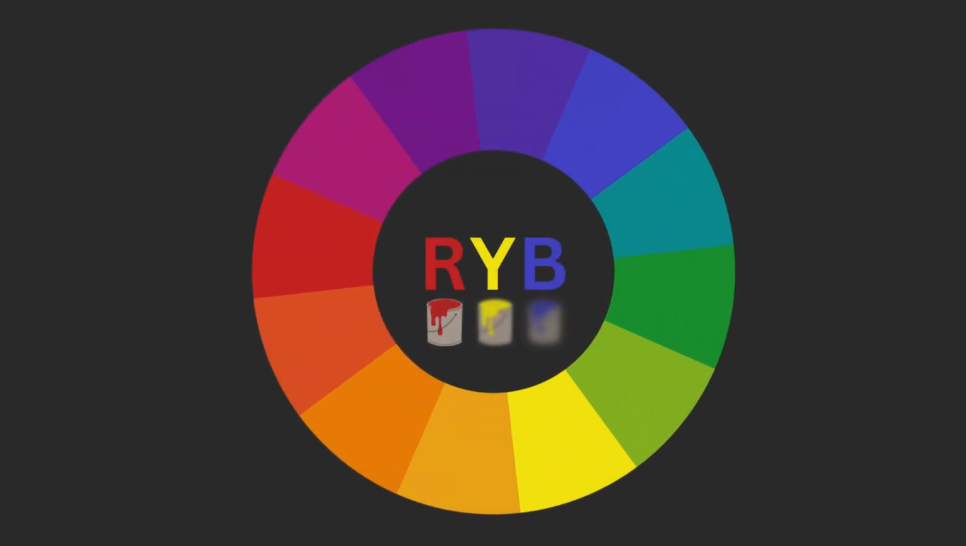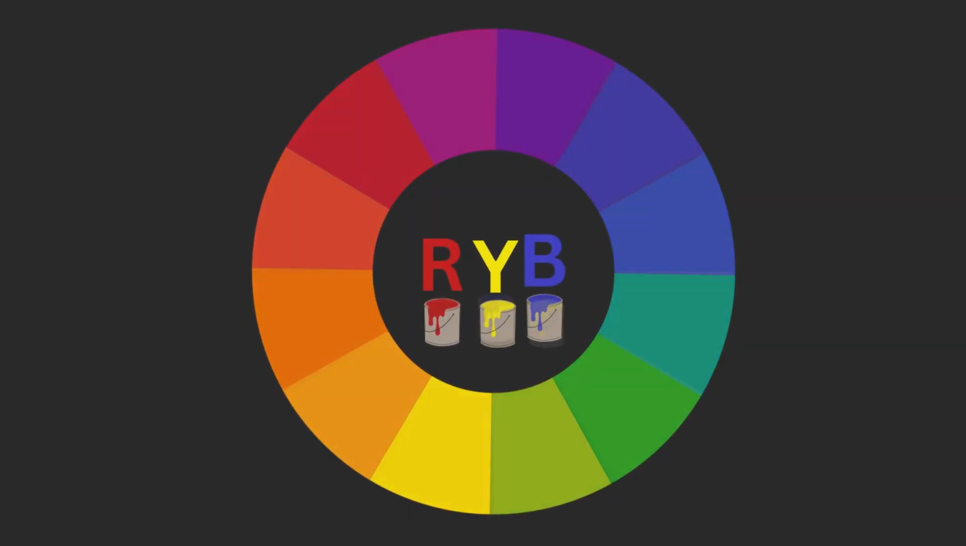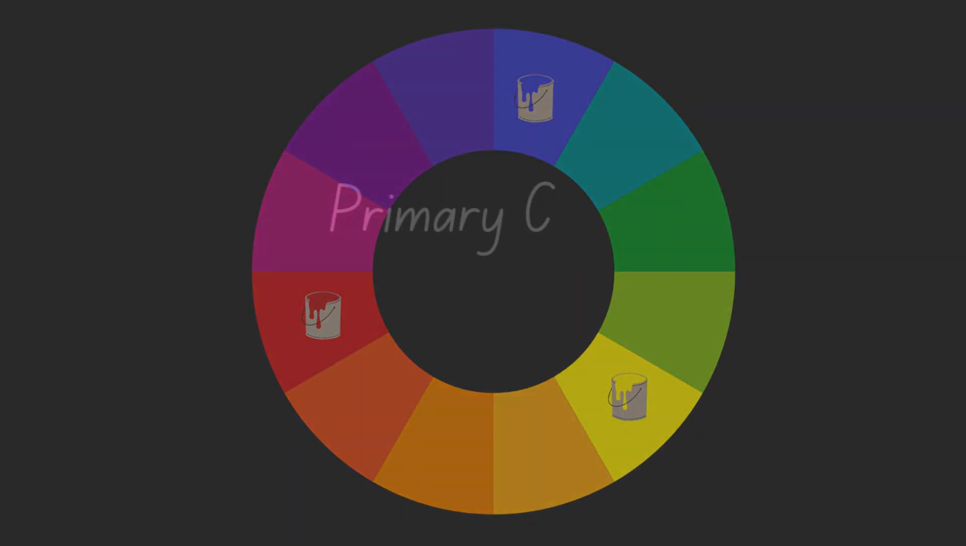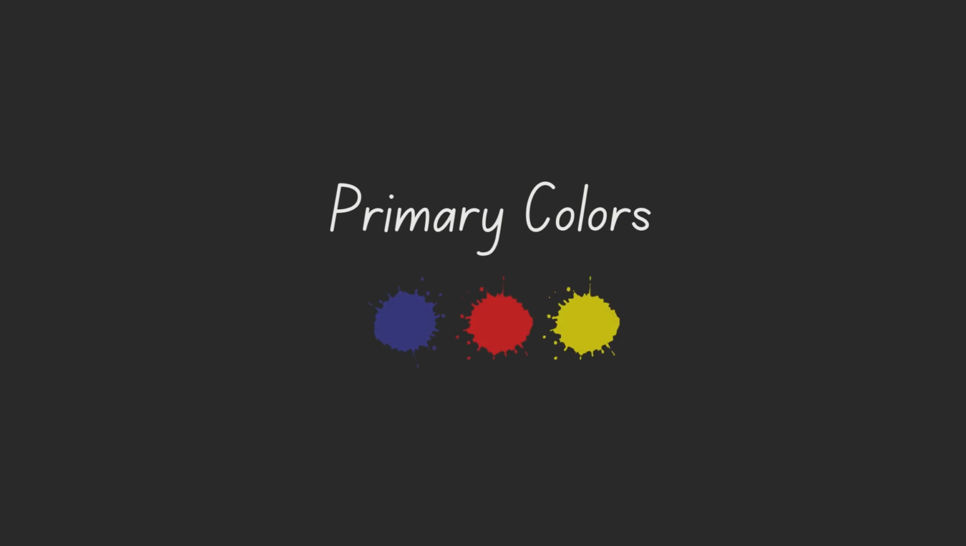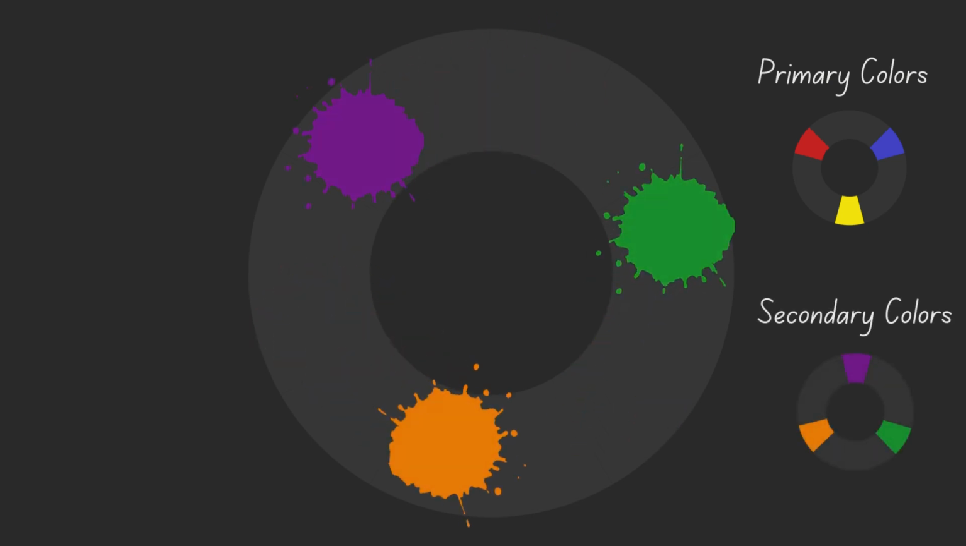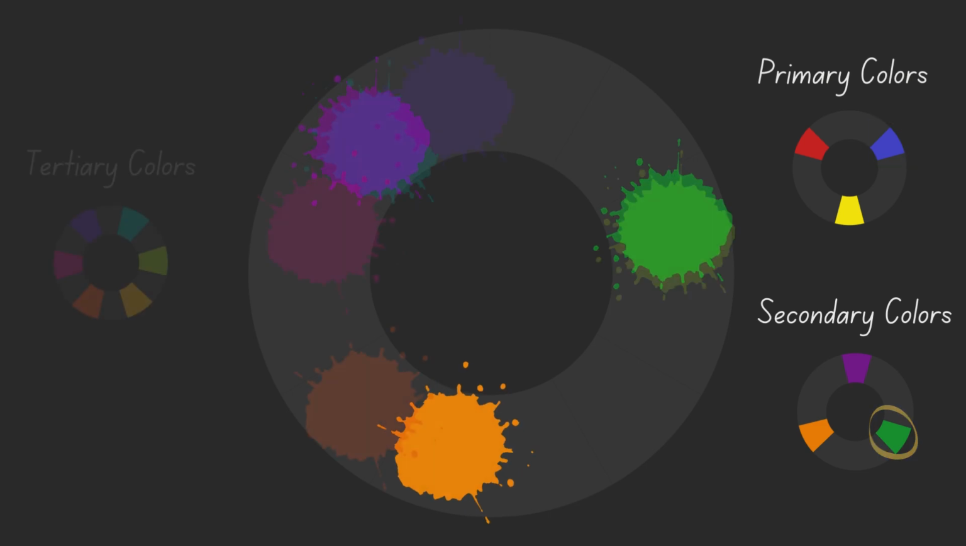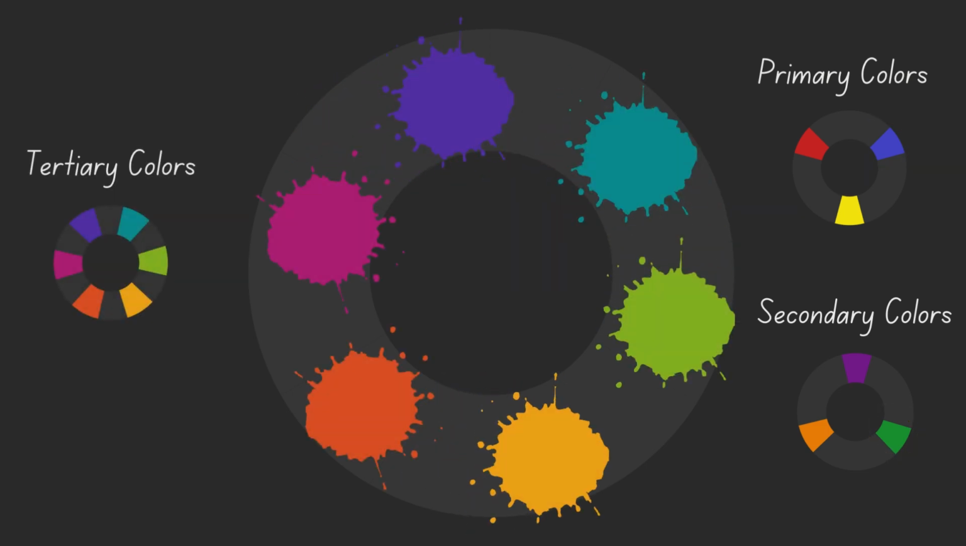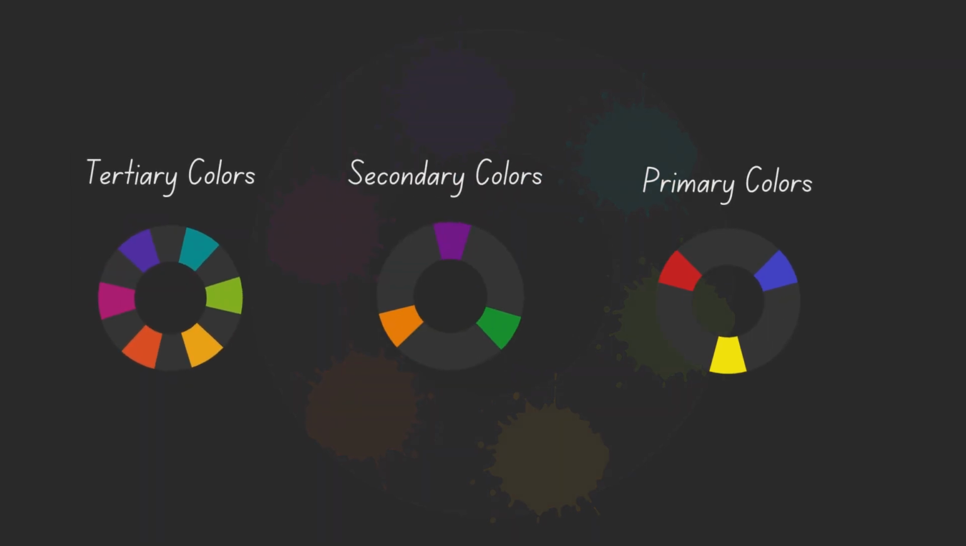The RYB color wheel is a fundamental tool for artists and designers. It consists of three primary colors, red, yellow, and blue, which can be mixed to create a full range of hues. Combining two primaries produces secondary colors, orange, green, and purple. When we combine a primary and one of its adjacent secondaries, we get tertiary colors, sometimes referred to as intermediates.